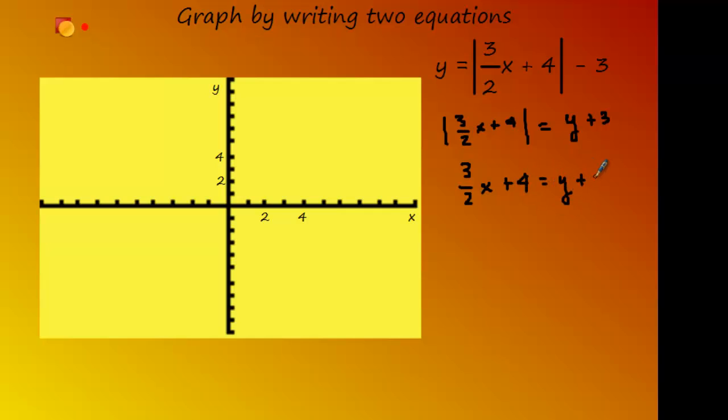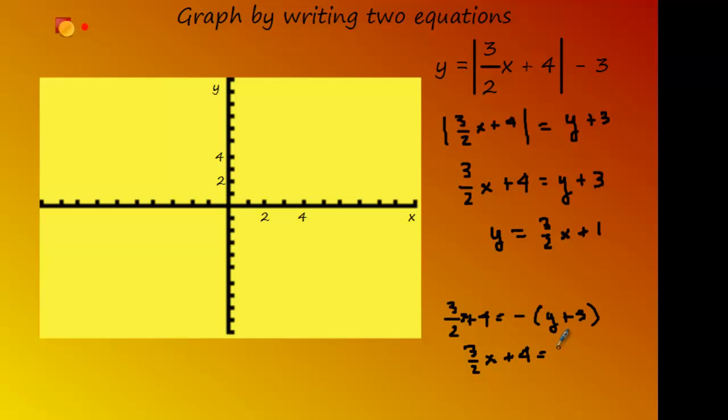So I have 3/2 x plus 4 is equal to y plus 3. And then I'm going to have 3/2 x plus 4 is equal to the opposite of y plus 3. So having my two equations, I simply want to solve for y, so I'm going to subtract 3 from both sides. So y is going to be equal to 3/2 x, and then subtracting 3 from 4, that's going to be plus 1. So there's one of my equations.